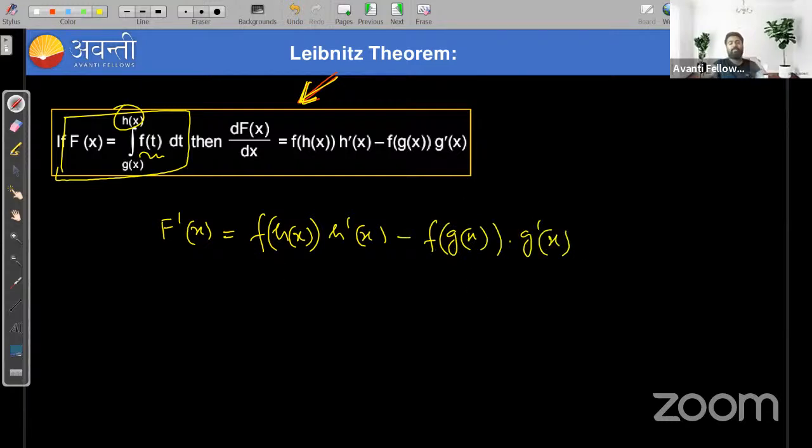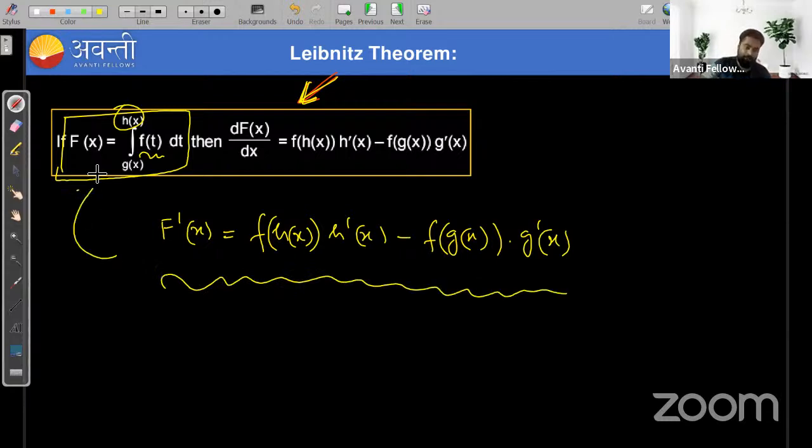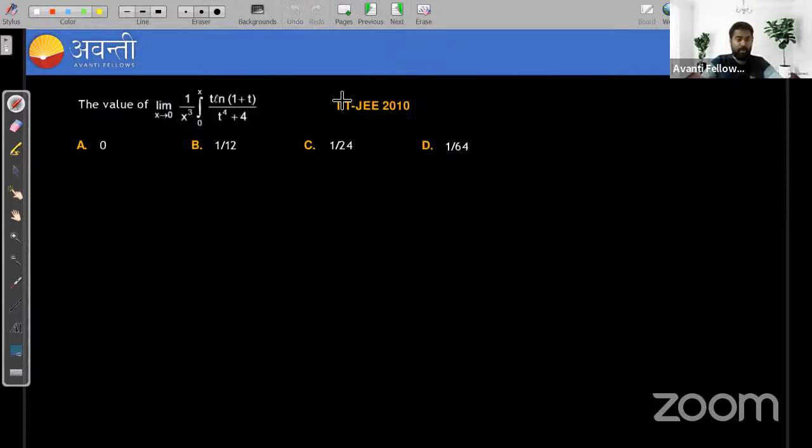Okay, so this is simply my Leibniz theorem, saying if such a type of expression is given, right? So let's solve one question on this theorem. Let's see how many of you are able to solve this type of question also. Let's discuss the first question on this theorem. It's a JEE question of 2010, right?